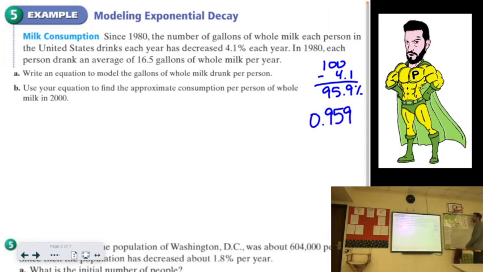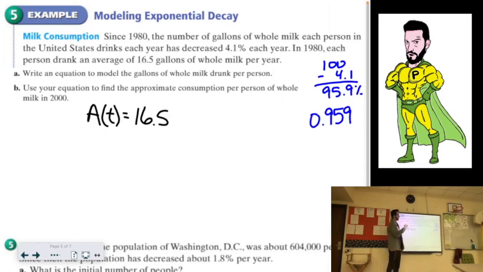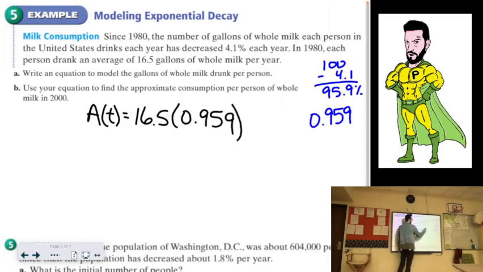In 1980, each person drank an average of 16.5 gallons of whole milk per year. Wow. Write an equation to model gallons. I'm just going to use A and T again. The amount after T years, the starting amount was 16.5. Our rate of change, remember we subtracted it from 100, got 95.9%. That would be 0.959. And that is to the T power. T is the number of years.